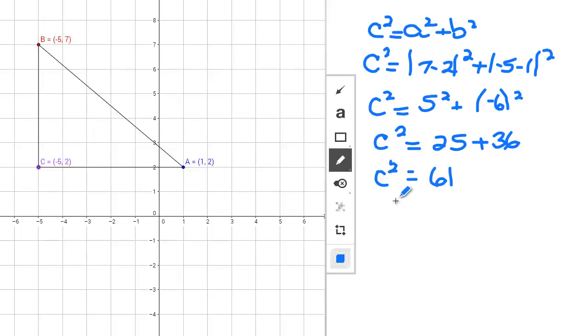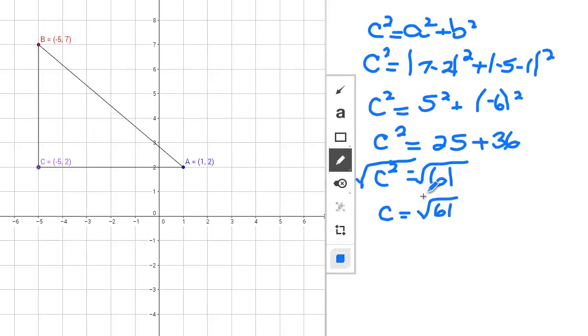If C squared is 61, we want to find out what the value of C itself is, and that means taking the square root of both sides. And so C will be just the positive square root of 61, because the negative square root of 61 does not make sense as far as the distance is concerned.